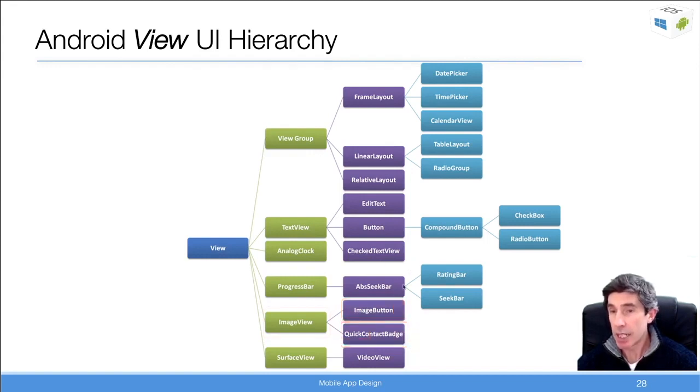From the ProgressBar, you actually get your RatingBar as well and your SeekBar. And all these are separate classes themselves, all extending from that one individual component. And that is only one small part of Android. There are hundreds and hundreds of classes within the whole hierarchy.